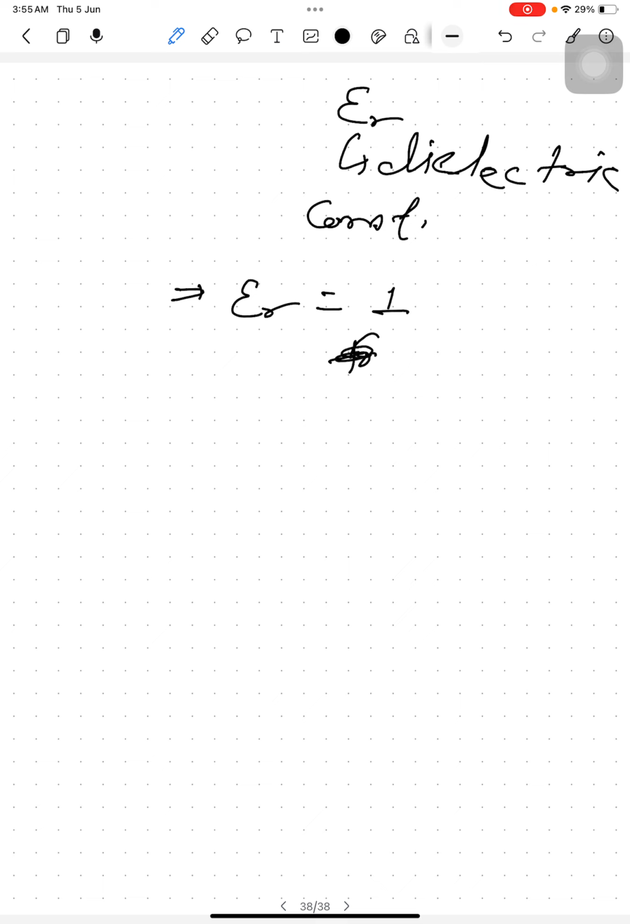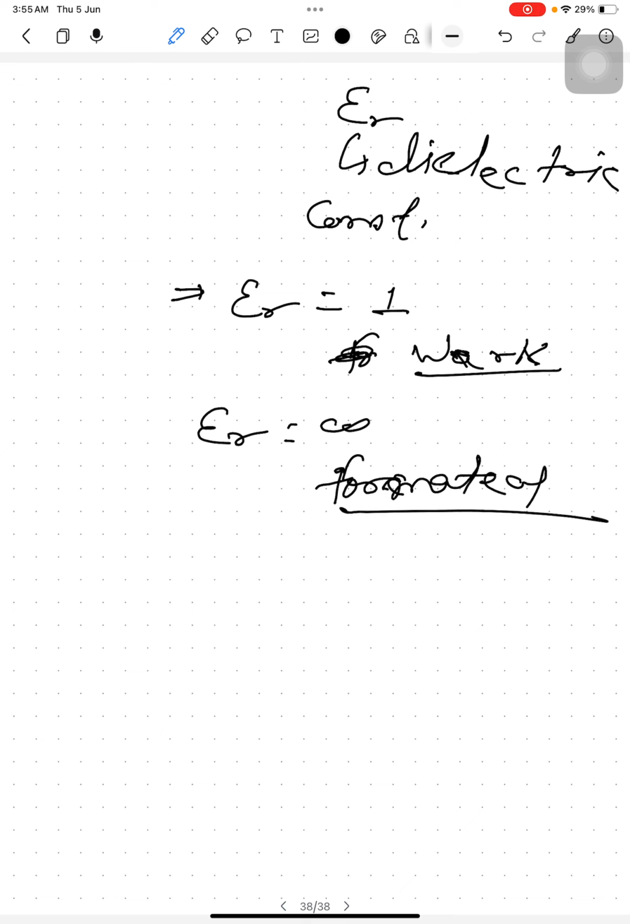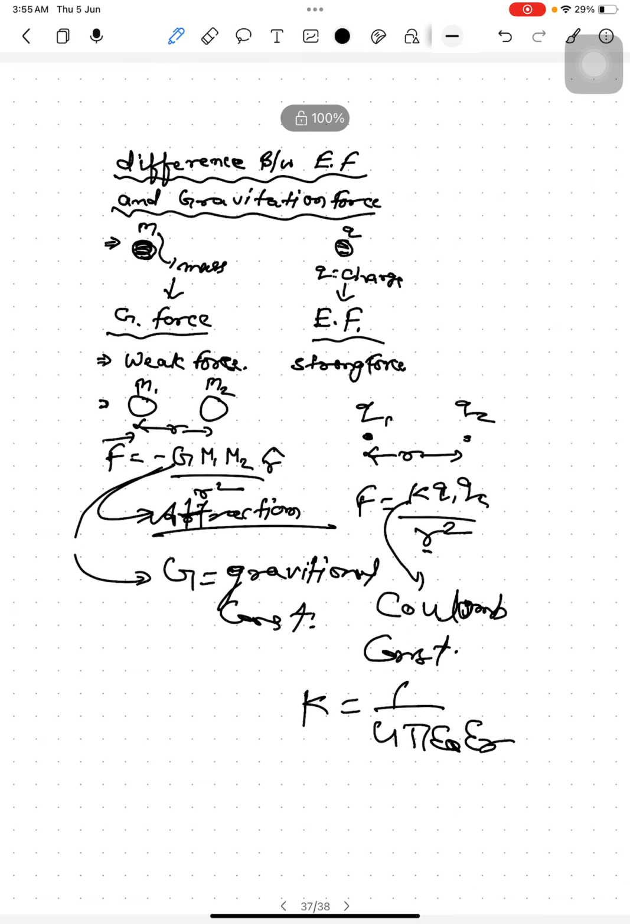What is the force in water? For water, epsilon r is large, so the force is reduced. First of all, gravitational force is due to mass, but electric force is due to charge. Gravitational force is a weak force as compared to electric force. Electric force is a strong force.